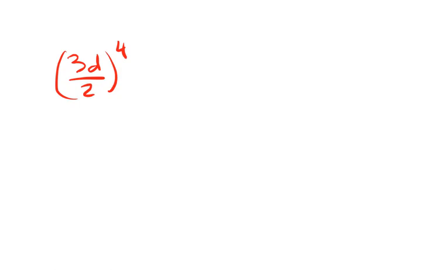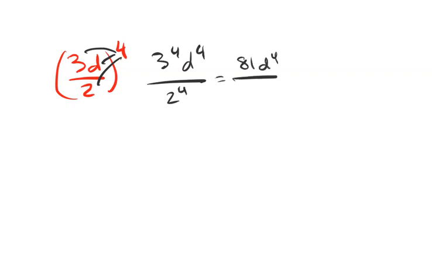All right, remember we are distributing to every single part here. So when we distribute, we're taking it to the d, the 3, and the 2. Every single part gets that exponent. So we're looking at 3 to the fourth, d to the fourth, over 2 to the fourth. And then we would simplify that. 3 to the fourth is 81, d to the fourth, 2 to the fourth is 16. So that would be our answer, 81 d to the fourth over 16.